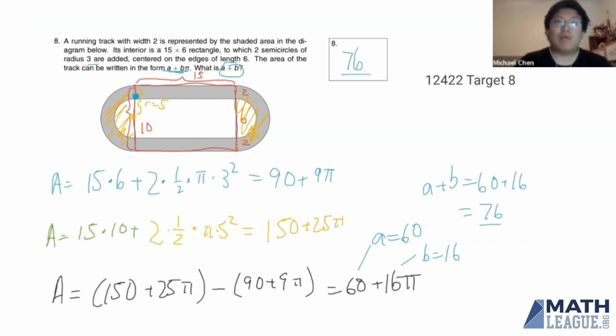So again, we were able to find the area of an irregular shape, this running track here, by doing area takeaways, by finding the total area of the entire figure, subtracting out what's missing on the inside to get our area of 60 plus 16 pi, and then applying what the question is asking for to get us our final answer of 76.